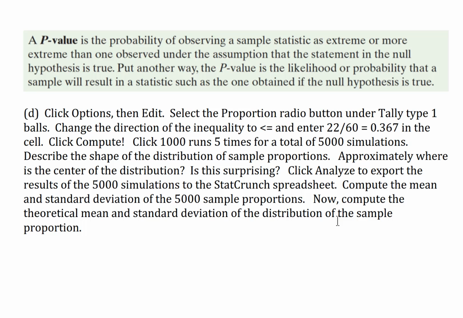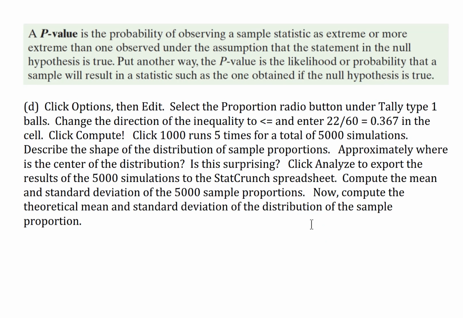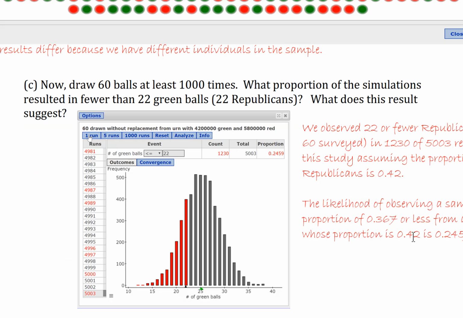Put another way, the p-value is the likelihood or probability that a sample will result in a statistic such as the one obtained if the null hypothesis is true, right? And that right there, 0.2459, is the likelihood of getting 22 or fewer Republicans out of 60 if the population proportion is 0.42, if the statement in the null is true.